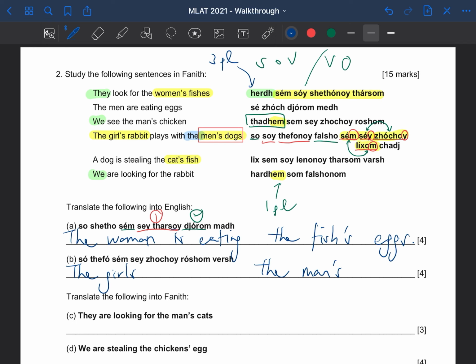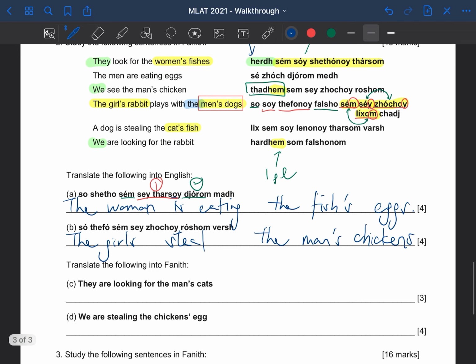Right, the man's chicken. Is it plural or singular? It is plural. So chickens. And what is fish? Fish would be the other form of fash, which is stealing or steal. The girl steal the man's chickens. Right.